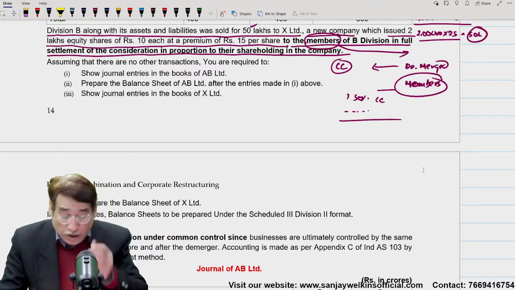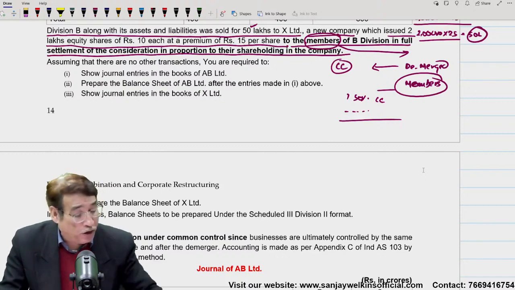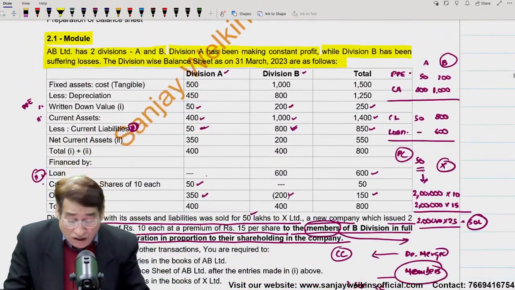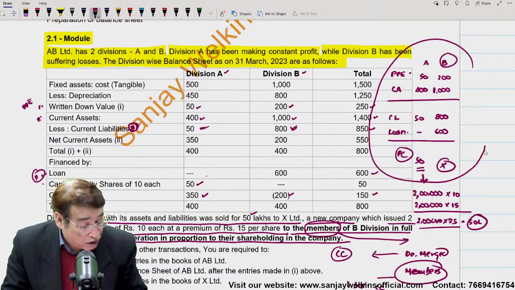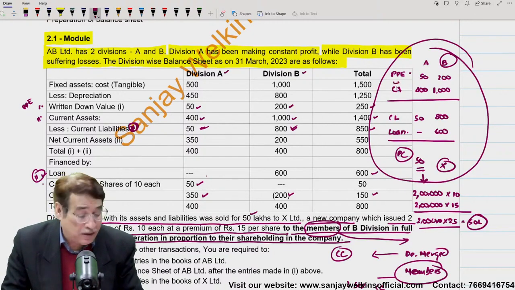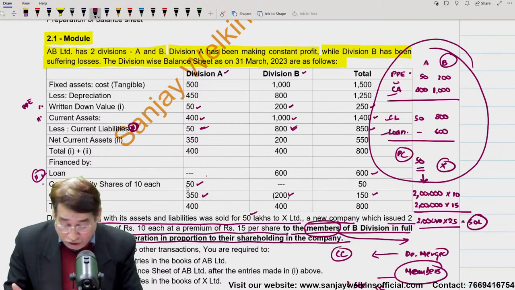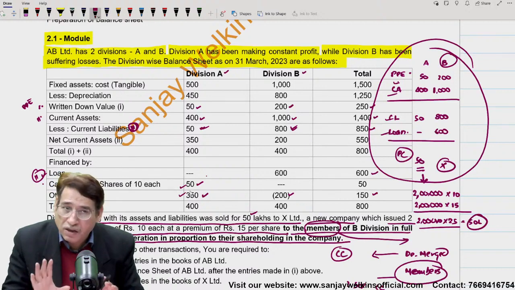So, on this basis, now we can start solving this particular question. You can see the question looks pretty long. Actually, it is not that long. It has only this much of assets, correct? 2 assets, 2 liabilities. Besides that, there are some items of other equity, share capital and other equity. Is it clear to you or not?